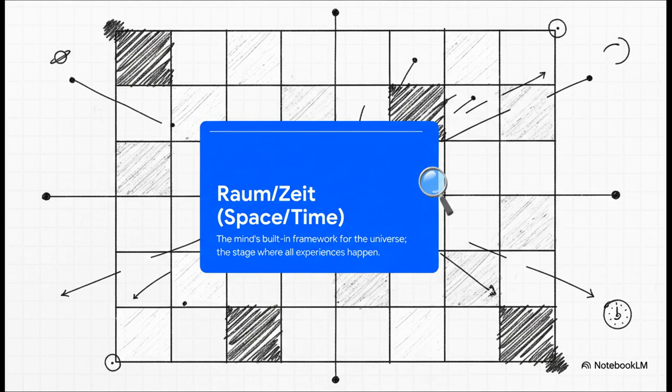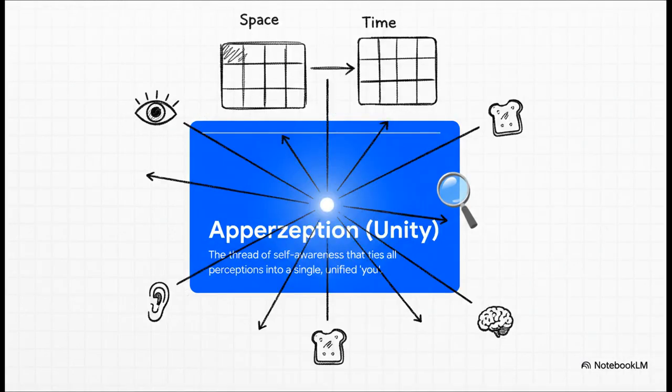For Kant, space and time aren't just things out there in the universe. No, he said they're the mind's built-in software for the universe. Imagine it like the graph paper that has to be there before you can even draw a single point. Every single thing you ever see, or touch, or experience happens on this universal stage. But that's only half the story.